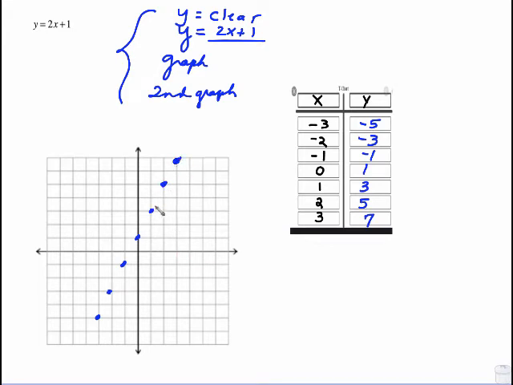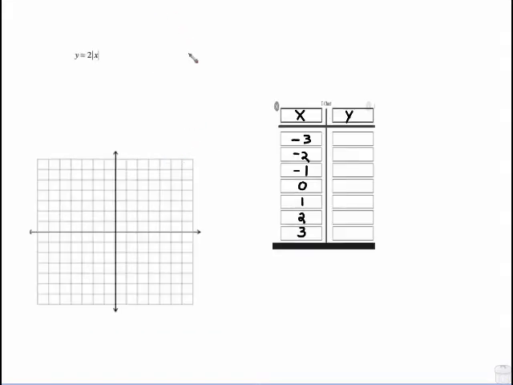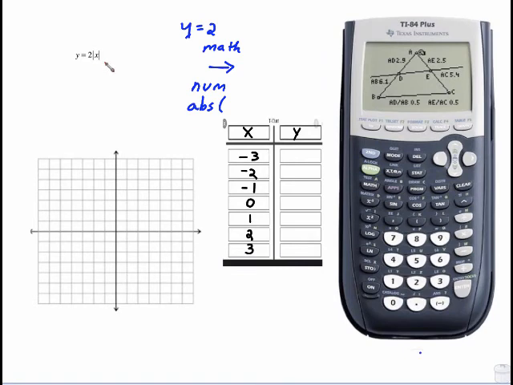And I could try to draw a line here, but it's not going to look very good. You can see what the line would be. It would go right through all of those dots. This is y equals 2 times the absolute value of x.